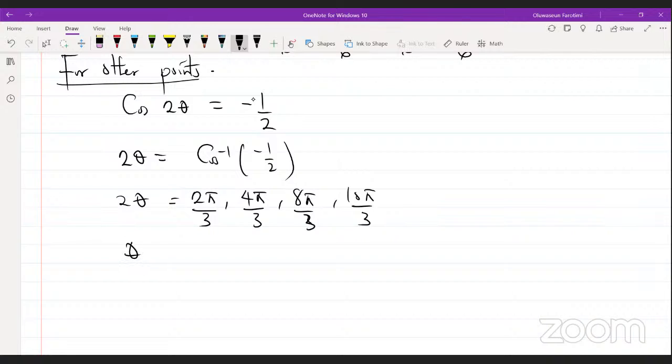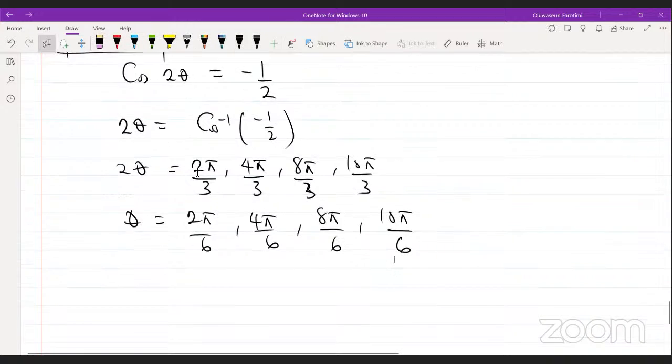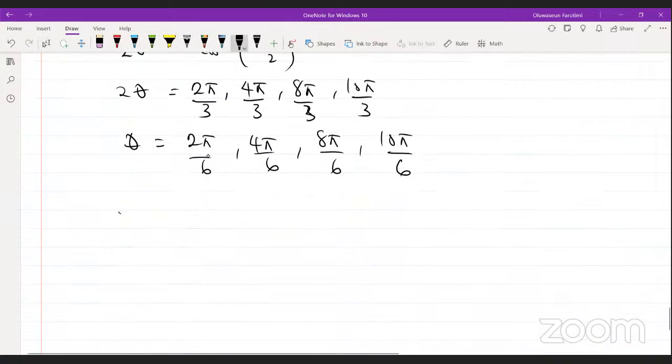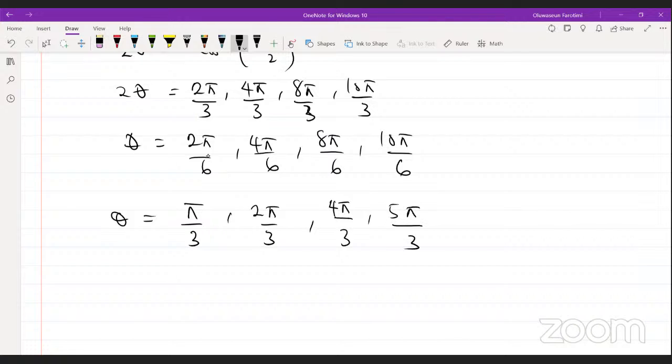And how do you get theta? Divided by 2. So this becomes 2 pi, right? This becomes 2 pi over 6, 4 pi divided by 6, 8 pi divided by 6, 10 pi divided by 6. But in this case, you can still break them down, right? So this becomes pi, you can still simplify, that's what I mean. 2 pi over 3, and then this is 4 pi over 3 and 5 pi over 3.